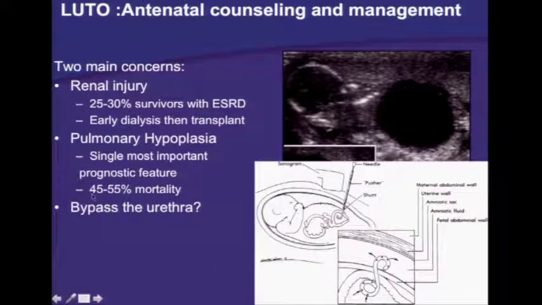So the question comes, should we bypass the urethra? And there, you potentially could put in a shunt if the kidneys are working to help alleviate some of the risk for pulmonary hypoplasia.